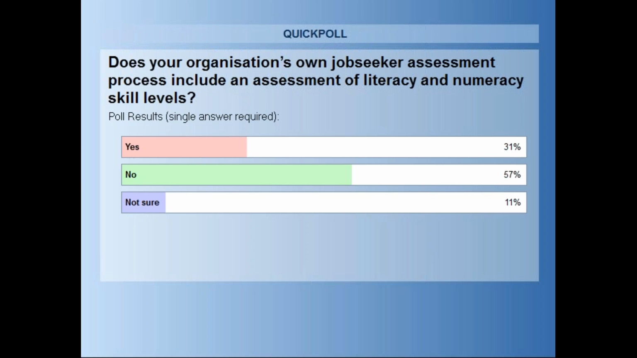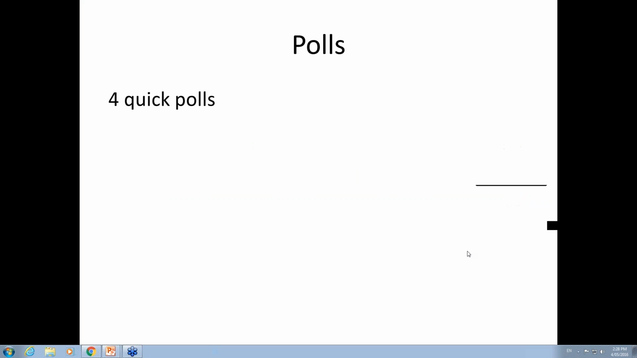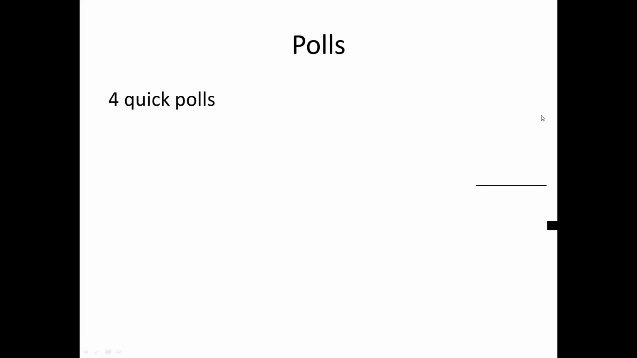But it's interesting to see that 64% of people voted. So some people didn't vote because they don't deliver those programs. Of the people who voted, 31% said yes, the assessment process does include some LLN assessment. 57% said it doesn't, and 11% said they weren't sure. So that's quite interesting for, I think, C providers. All right, thanks very much everyone for those.